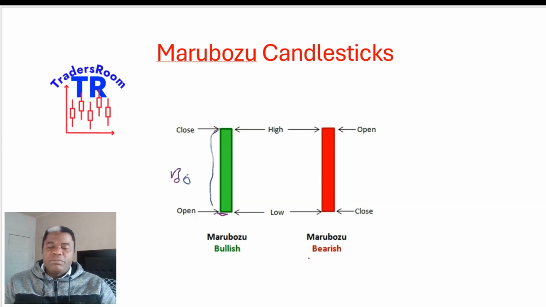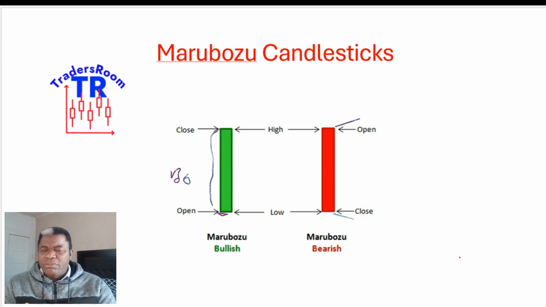So in the Marubozu bearish, you find out that it opens here and it closes here. And the buyers, in the same way, did not do anything during that day. It was the sellers that were in total control. So that is the formation of these candlesticks.